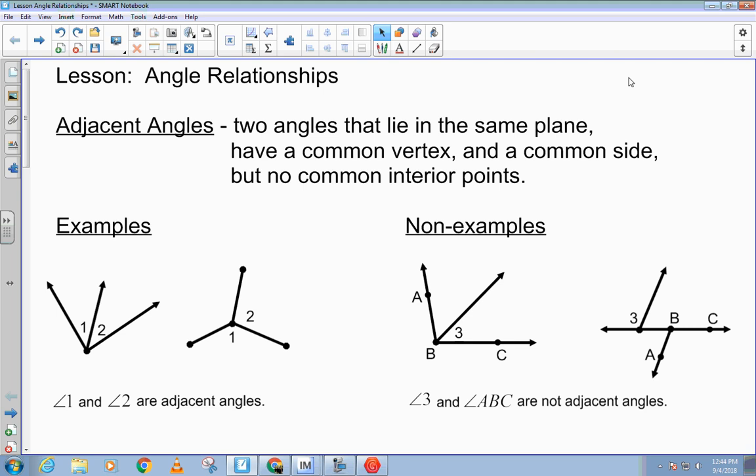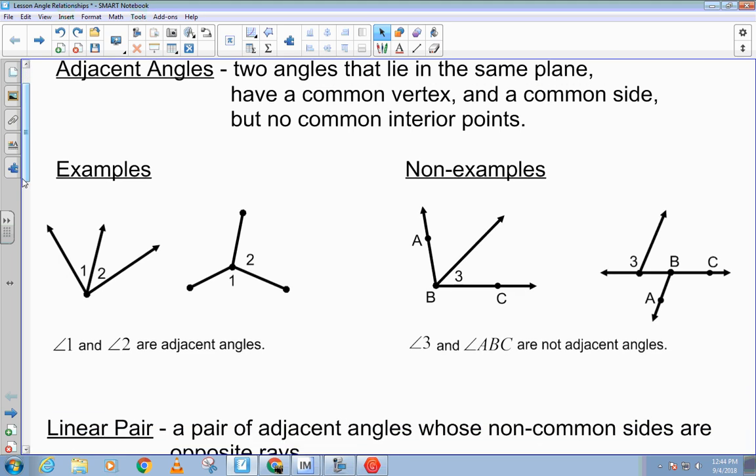That's it. So if you look at these two examples right here, these are examples of adjacent angles. So if you look right here, this angle 1 and angle 2 share a vertex and a ray, and that's it. Okay, so they're considered adjacent. Likewise, these two share a vertex and a ray. Okay, they're right next door to each other. If you look at these two examples, these are not adjacent.